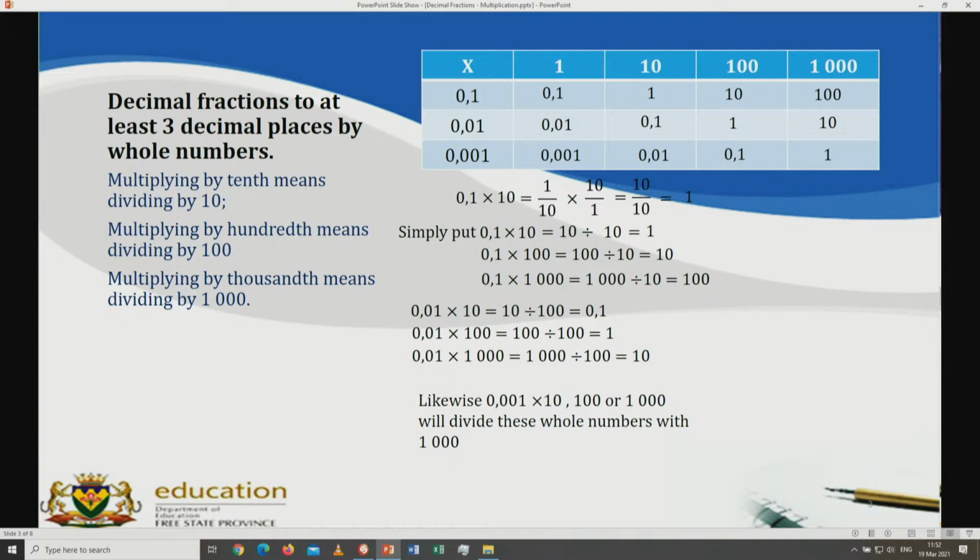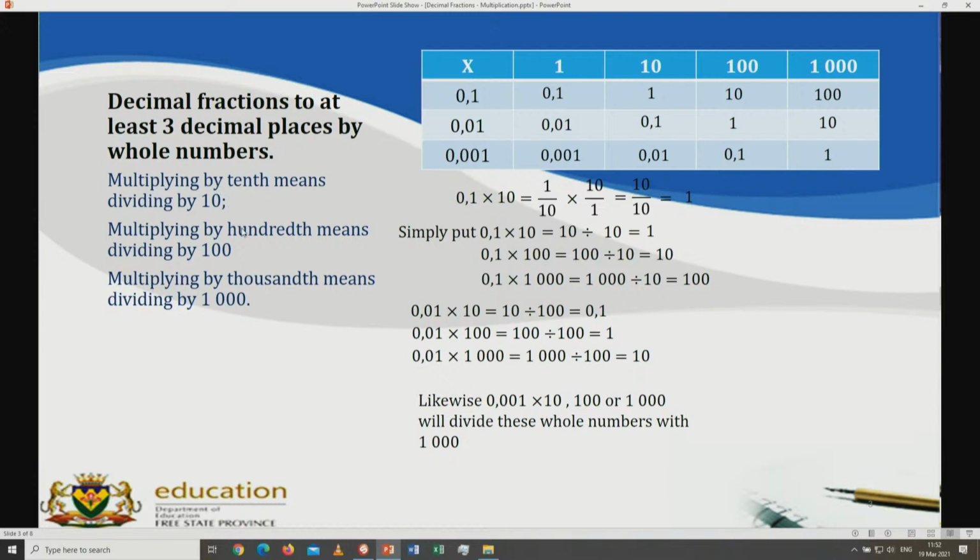0,001 multiplied by 10, which means now thousandths, multiplied by 10, multiplied by 100, multiplied by 1,000, we divide these whole numbers by 1,000. So when we multiply here, we divide 10 by 1,000, then we get this, and then we divide 100 by 1,000, then we get this, and then we divide 1,000 by 1,000, then we get 1.